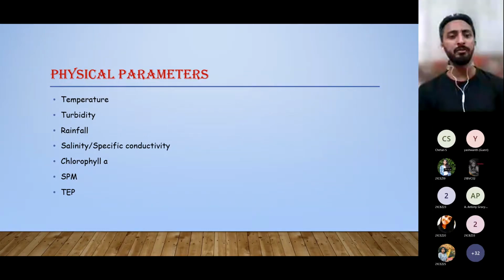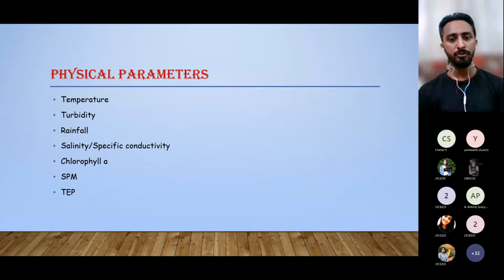So apart from that, now here are some physical parameters that we will be talking about. These parameters also influence the growth and the overall productivity of plankton in an environment. So these parameters are equally important and are very much correlated to the overall biological parameters that we have been discussing about. So starting with temperature.